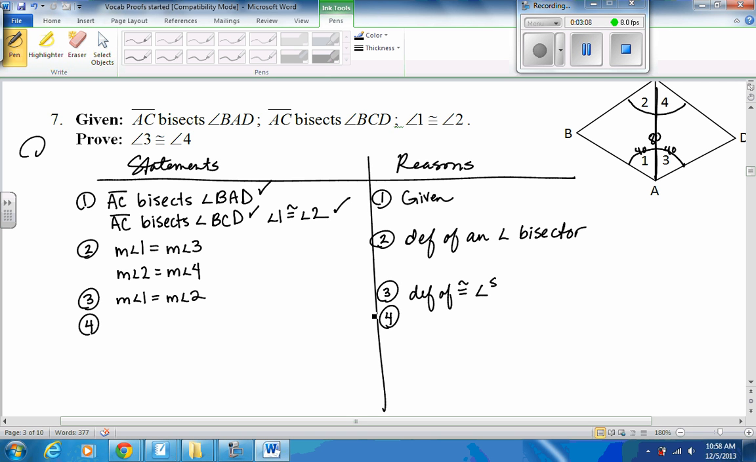So maybe pause the video and try to substitute in a third one and see if that makes sense to you. If we replace measure of angle 1 with measure of angle 3 because they're equal, and replace measure of angle 2 with measure of angle 4, they're equal, in one step of replacing, I have the relationship between 3 and 4, which is really what I'm trying to prove.